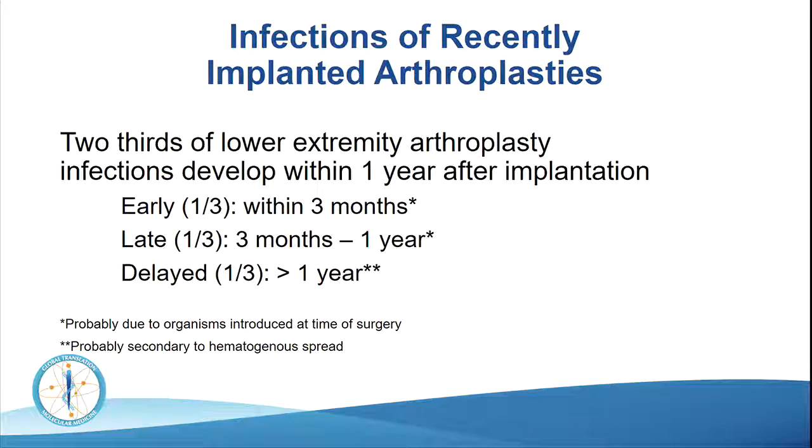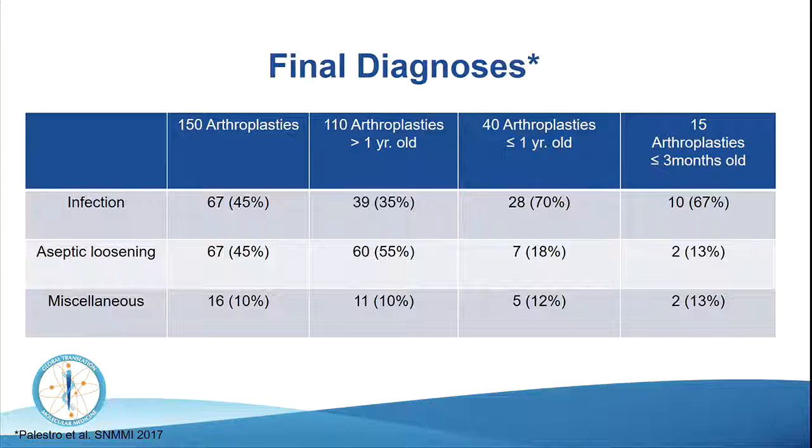There's been work done on uninfected, asymptomatic cemented and porous-coated hip arthroplasties with the bone scan, but no systematic study of infected arthroplasties, either with bone scintigraphy or with labeled leukocyte imaging, or more recently with FDG. So we decided to go back and look at our database to see the results of white cell marrow imaging in this population. We looked at a total of 150 lower extremity arthroplasties, 110 of which were more than a year old, and 40 of which were 1 year old or less, including a small subgroup of 15 arthroplasties that were 3 months old or less.